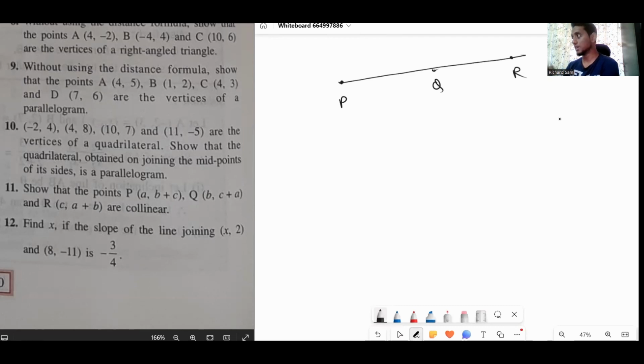One way is plotting it on the graph and then drawing a line, and it will all be on the same line. You understood? But again, we can't use graphs. Second of all, they are not actual points. See the values. For P, it is not 5 and 6 or any numbers. You can't plot it also. They have given in terms of A, B, C. So P is A, comma B plus C. Q is B, comma C plus A. And R is C, comma A plus B. Those are the coordinates. So how will you prove that they are on the straight line?